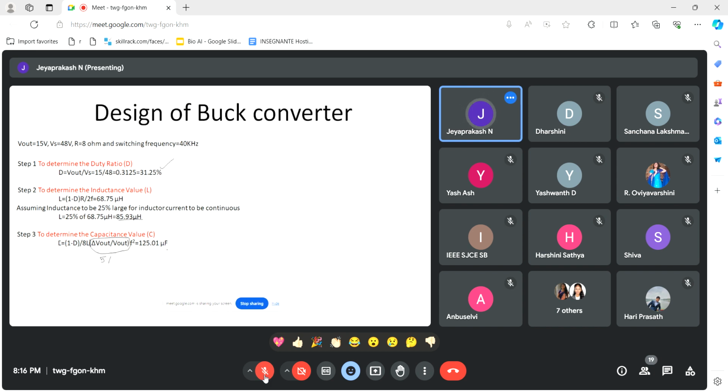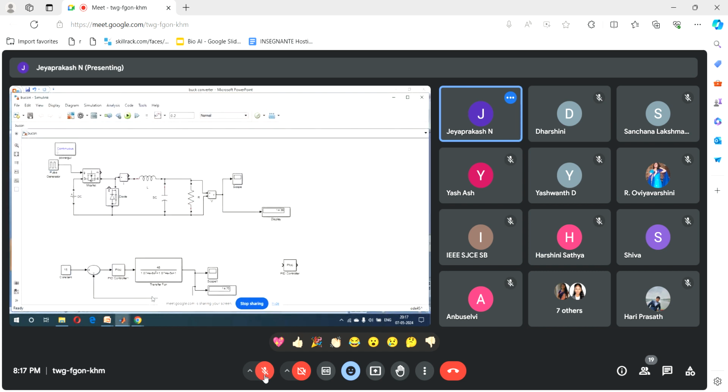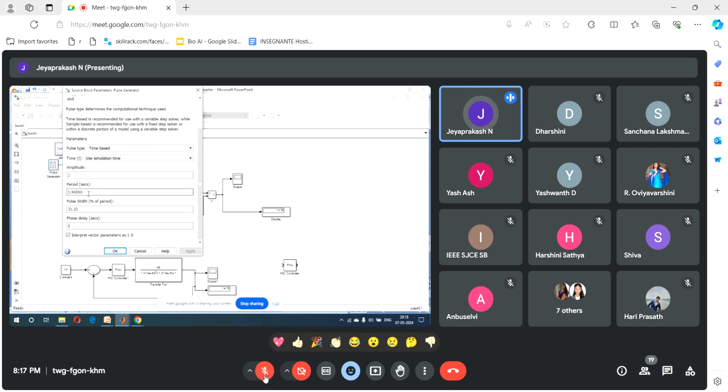So I am going to simulate these values with the help of MATLAB Simulink. I take the elements from the library and connect all the elements. This is my pulse. I am giving the switching frequency as 40 kilohertz. We need the time period, so I take the reciprocal of frequency. We calculated the duty ratio as 31.25 percent.